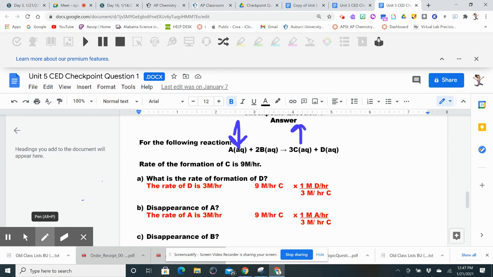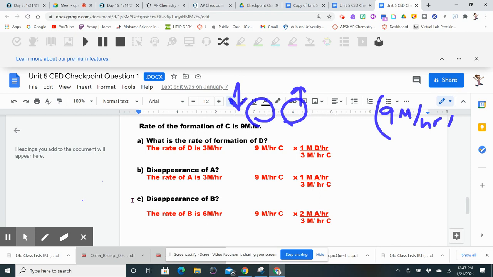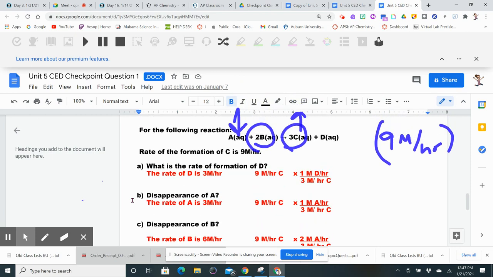So what would B be? How would I set up the disappearance of B? It would be 9 molar per hour times 1/2. 1/2? Close, but not quite. All right, so look, here is B, here is C. 2/1? 2/3? Okay. It is 2/3. It's 2/3.